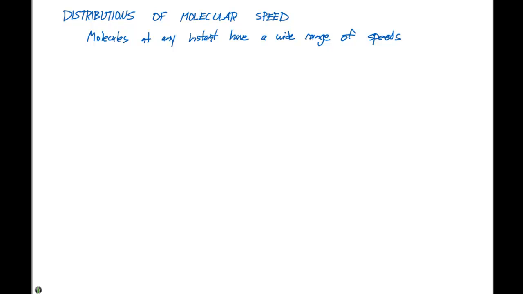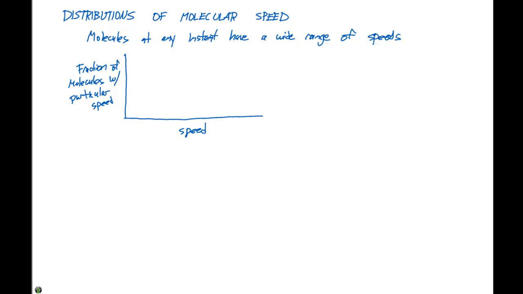And we can show this graphically by plotting on the y-axis the fraction of molecules with a particular speed, and on the x-axis the speed. Typically this would be in meters per second. If we look at this graph, we will see something that looks like this.